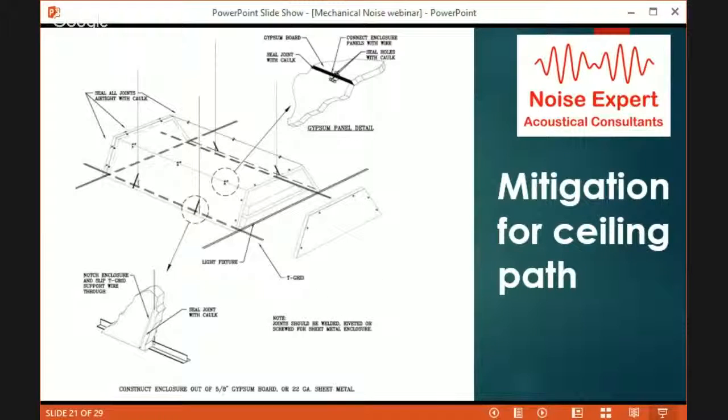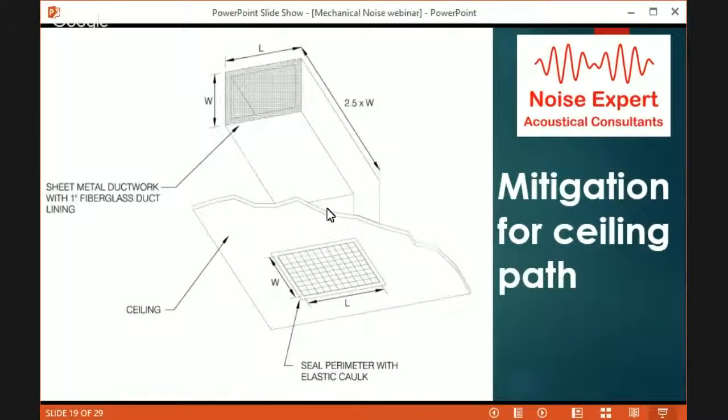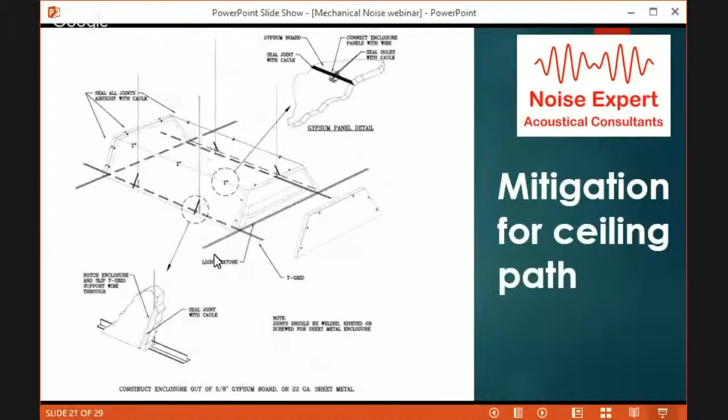And then in some cases, yeah, we've had to put gypboard boxes over light fixtures, just because that's a very lightweight metal. Noise can pass through pretty easily. And so if you treat the ceiling, treat the return or the grill with a boot, then this can become a weak link. A lot of times that's not desirable because there could be heat issues or other issues, but we have had to do that in some cases.